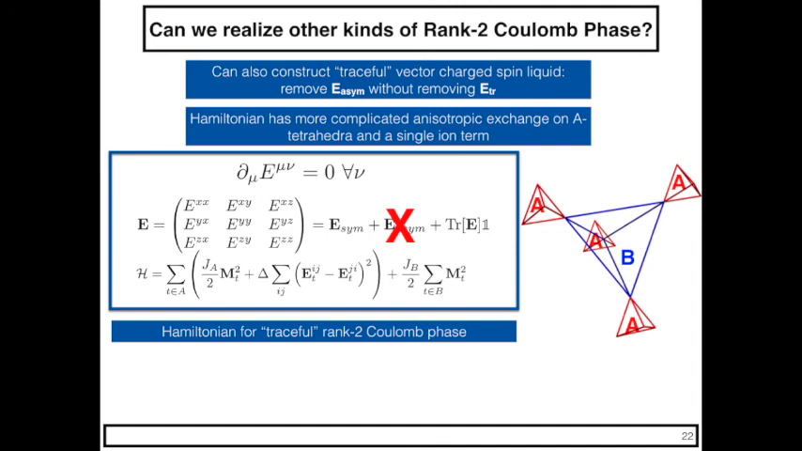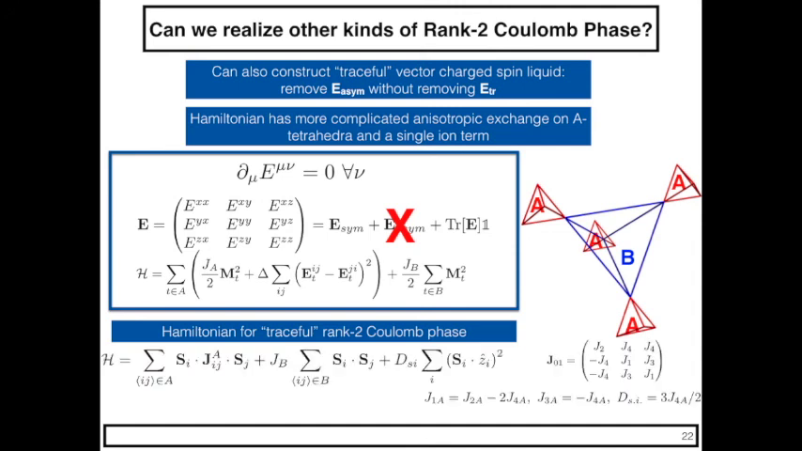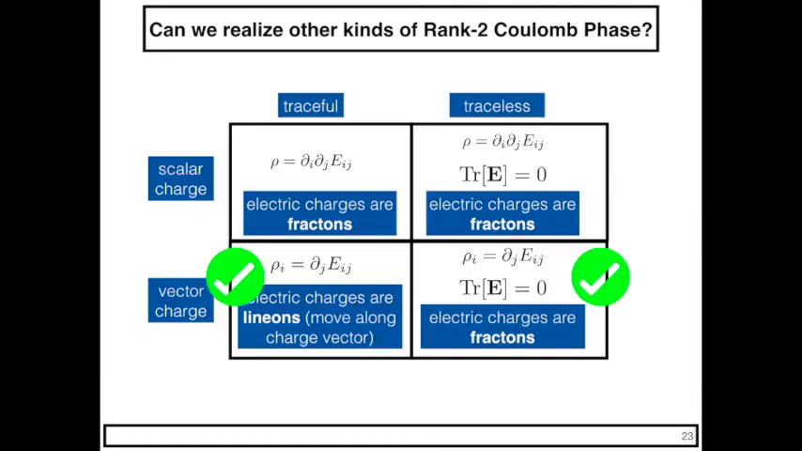Unfortunately, this time when we convert back from a Hamiltonian in terms of M's and E's to one directly in terms of spins, it ends up looking rather more complicated than before. So this model for the vector-charged traceful case doesn't seem quite so close to something that could be found in experiment, but it at least establishes a firm model to study the properties of this phase on the lattice. So, with these results, we've established classical spin models realising 2 out of 4 of these rank-2 Coulomb phases.